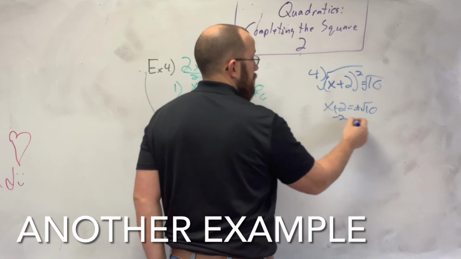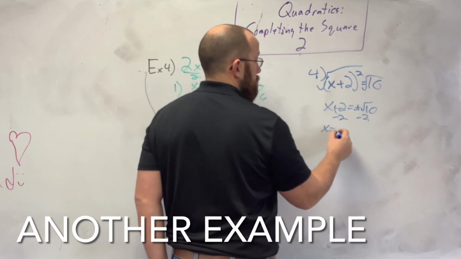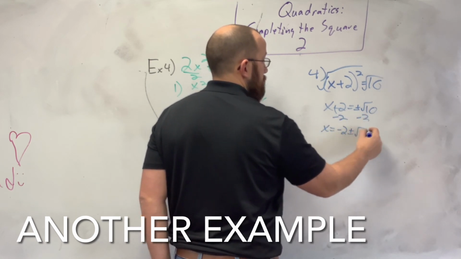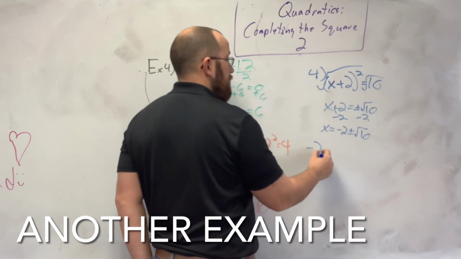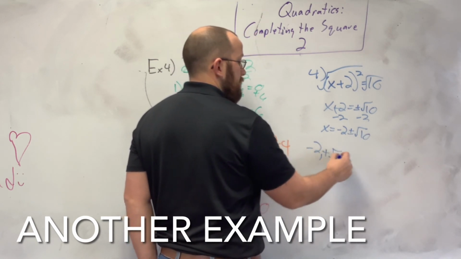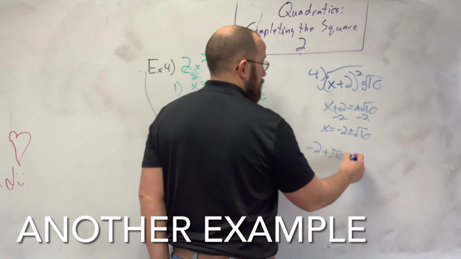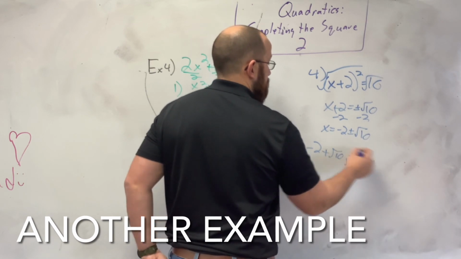So minus 2 from both sides. X equals negative 2 plus and minus the square root of 10. Or you can write it as negative 2 plus the square root of 10 and negative 2 minus the square root of 10.